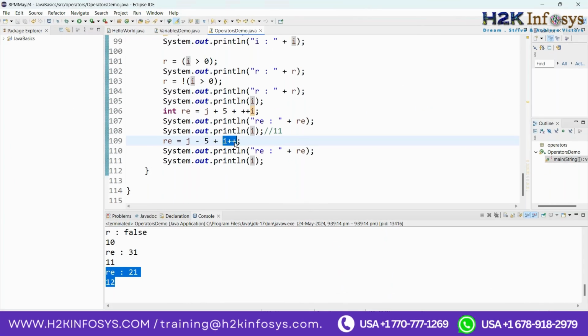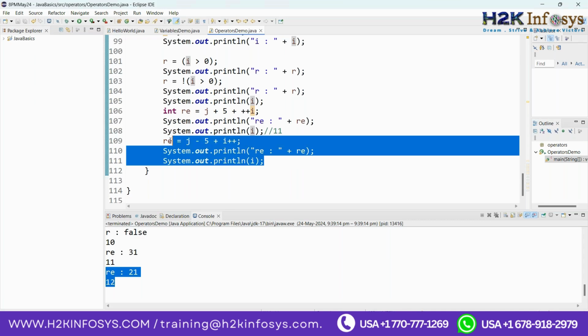Whenever you want to use the I value to be 12 in this expression, don't use post, use pre. If you want to use the I value as 11 for this expression, post is suggested. That is the difference. Clear, guys? Yes. So it's the same for minus also, right? Absolutely. Same. We will repeat the same thing for minus also.